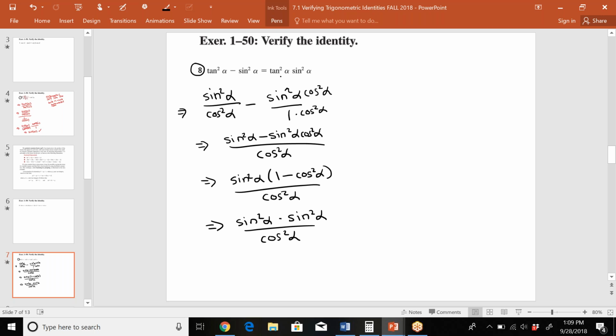Now this is really what we needed, because sine over cosine is tangent, and then we would still have a sine over 1. So that's going to make this tangent squared for the first pair, because this is all multiplication now, so we can split it however we need to, and then sine squared alpha over 1, which is just sine squared. So that is that one.